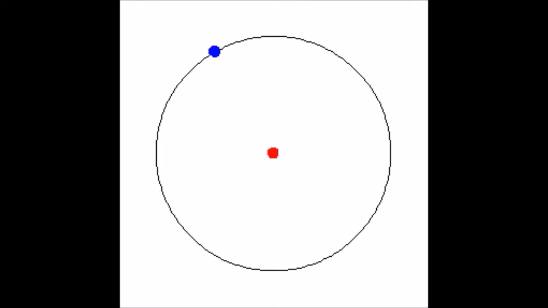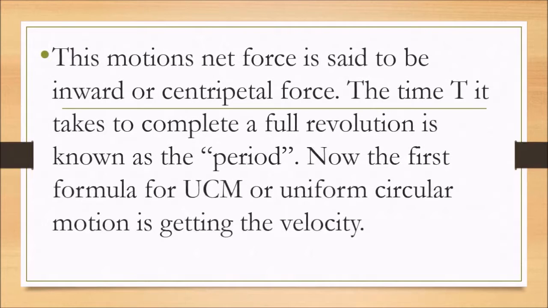The blue dot is not going out of orbit because it is constantly changing its direction and it only has a constant speed. This motion's net force is said to be inward, or centripetal force. The time t it takes to complete a full revolution is known as the period.